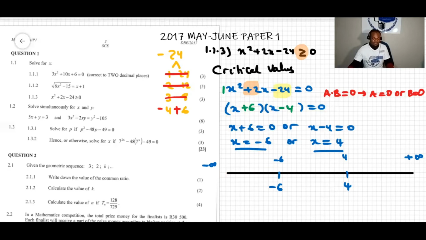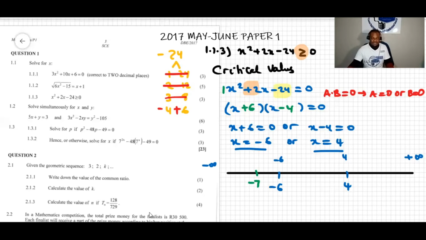Now let's take a number. I cannot take a number like -5, because -5 falls in this interval. I will take a number like -7. Remember, in the negatives, numbers with a bigger magnitude and a negative sign go down, and numbers with a smaller magnitude go up.